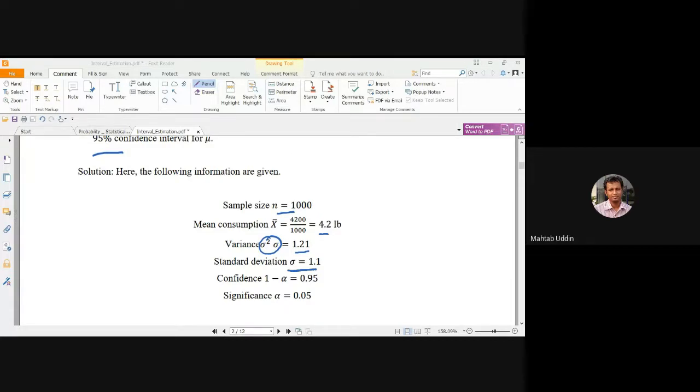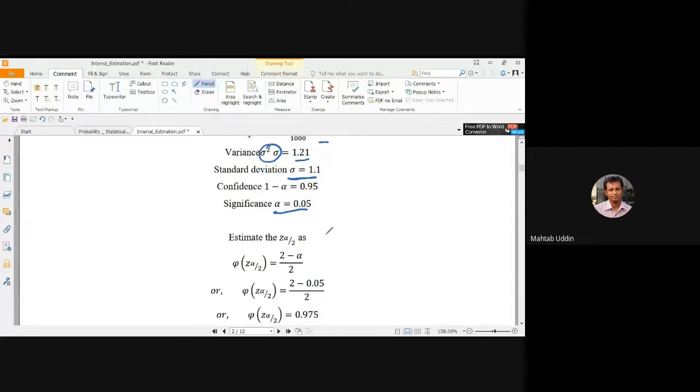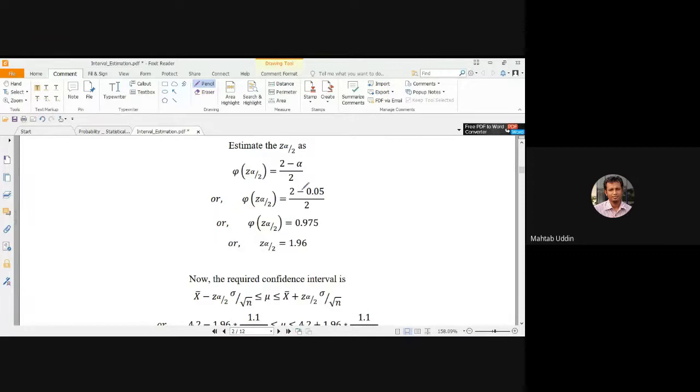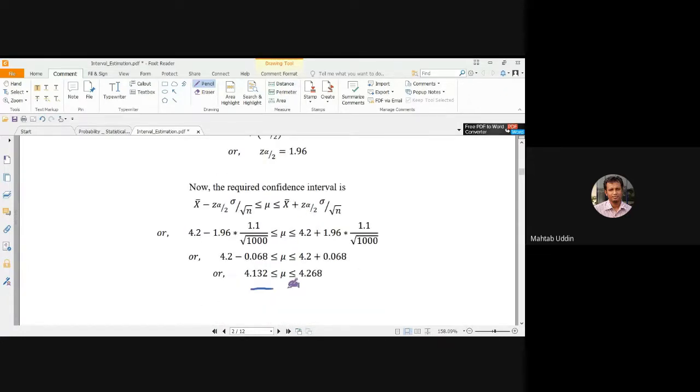1.1. Then we have to go. The confidence is 0.95, significance is 0.05. Then we know how we can find it. From the formula, if we put alpha there, so 1.975, and from the table, you get the probability of 1.96 is 0.975. Then put this in the interval. You can find this. This is a straightforward calculation.